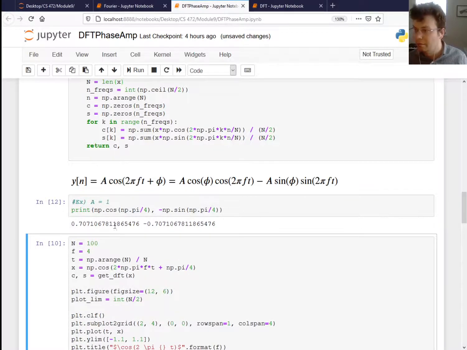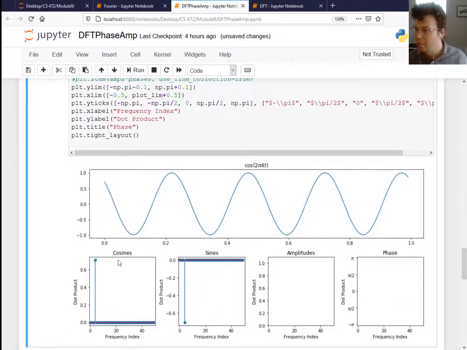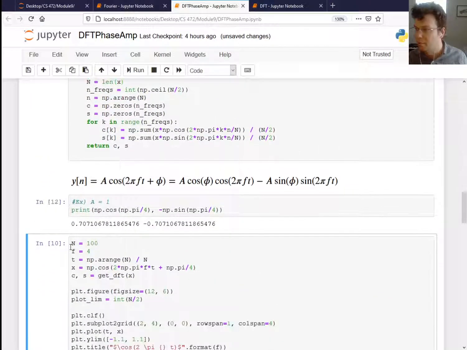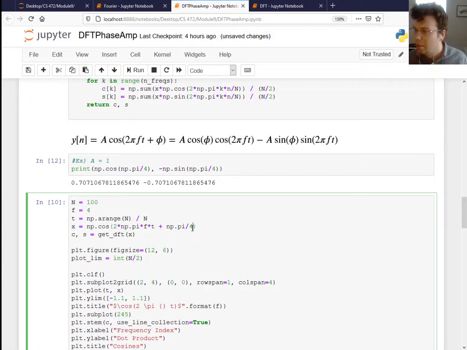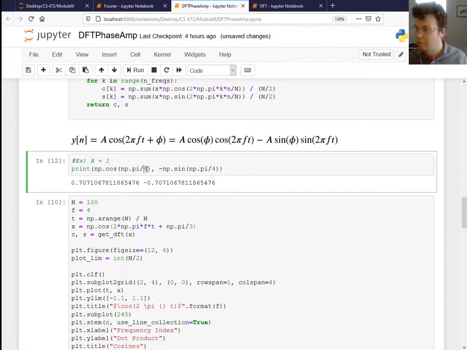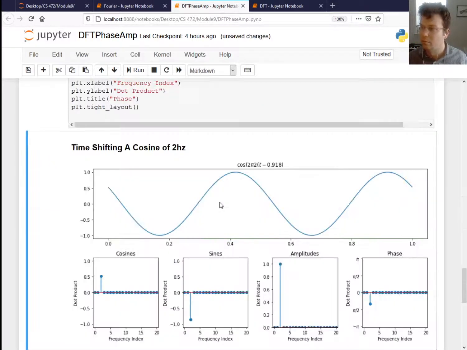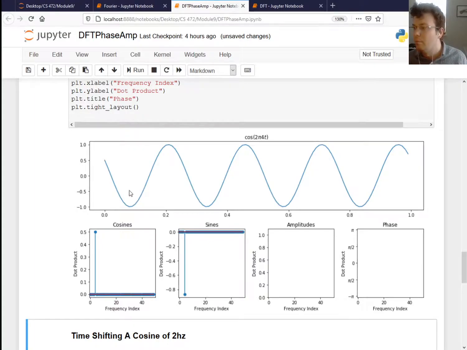And so that's what I got, and you can see that that matches down here. So there we go, 0.707, negative 0.707. Let's just look at another example. What if I did plus pi over 3 instead? I would predict that the amplitude in front of my cosine term should be a half, and the amplitude in front of my sine term should be negative 0.86. Let's see if that's true. Sure looks like it, right?